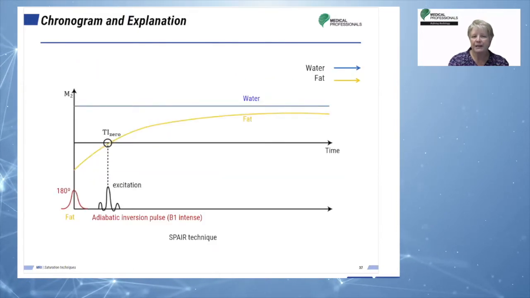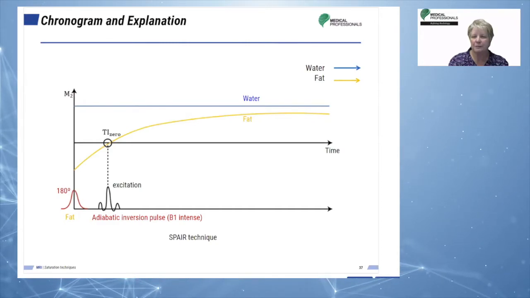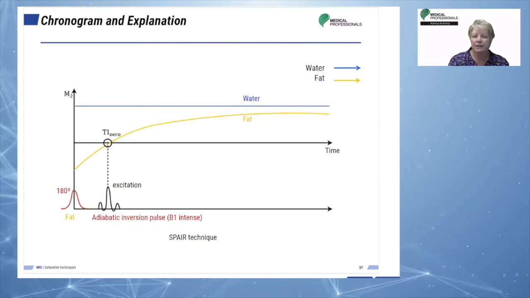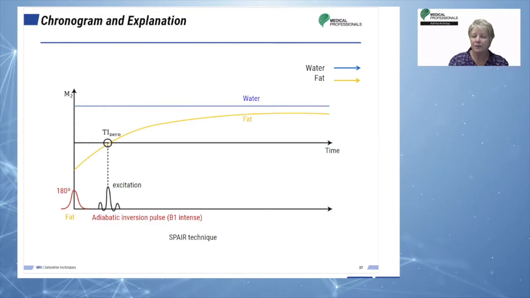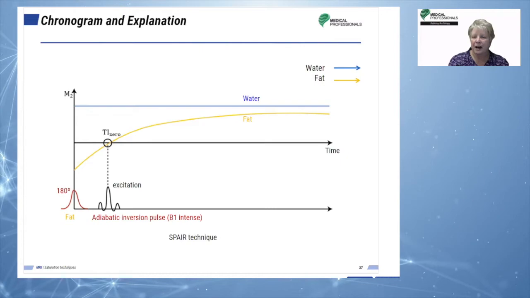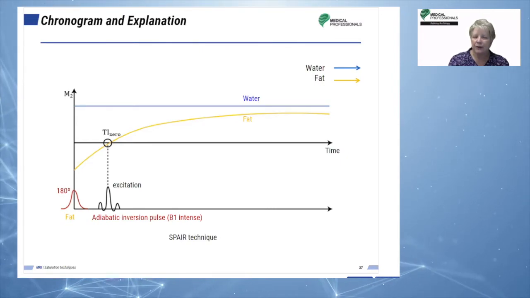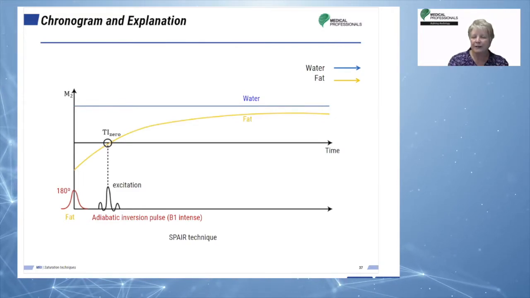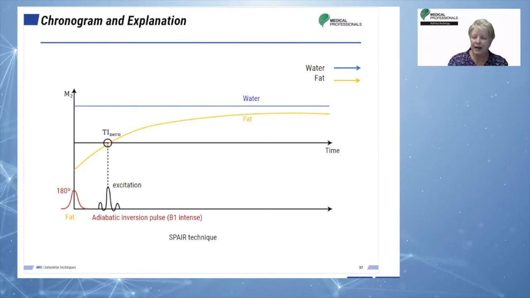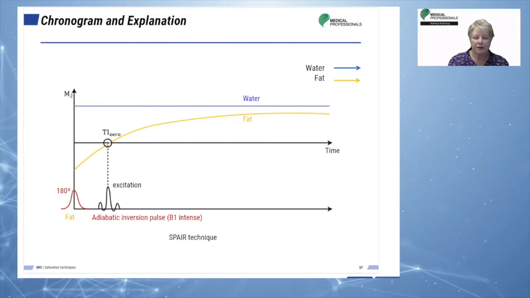On this slide, we can see the different concentration of fat and water during the SPAIR technique. There is an initial 180-degree pulse followed by an inversion pulse at the time of excitation of the fat protons. Note on the graph that the fat longitudinal magnetization is 0 at the time of inversion, or TI. Also note the water protons are not affected.